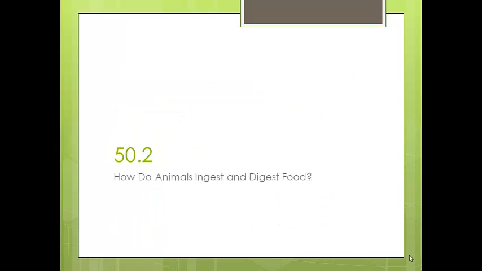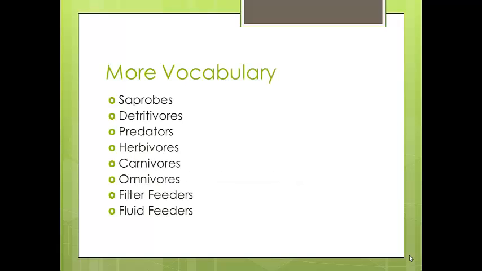50.2. How do animals ingest and digest food? Here's some vocabulary that you must know. Mary, what's a saprobe? They absorb nutrients from dead organic matter. Greta, to you. A detritivore. A detritivore is an organism that feeds on dead organic matter. And these are some easy ones.